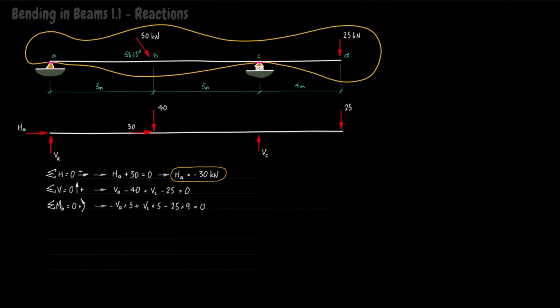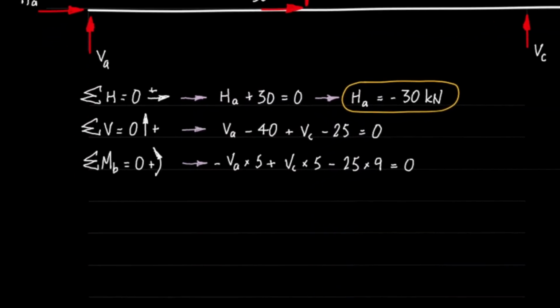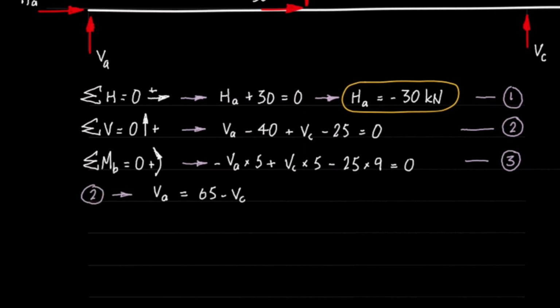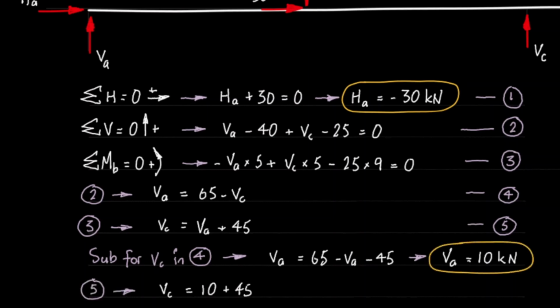Okay, it's messy, but there's hope, because we now have two equations involving the same two unknowns, VA and VC. Two equations involving the same two unknowns can be solved simultaneously, and to keep track of what's going on, it makes sense to number the equations. Rearranging equation 2 shows VA is equal to 65 minus VC, and rearranging equation 3 shows VC is equal to VA plus 45. Next, substitute for VC in equation 4, then solve to show that VA is equal to 10 kilonewtons. And finally, substituting for VA in equation 5 shows VC is equal to 55 kilonewtons.